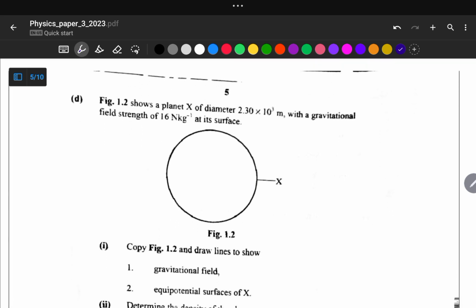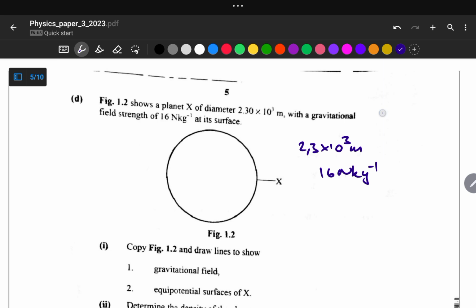So the part D says Fig 1.2 shows a planet X of diameter 2.3 times 10 to the power 3 meters with a gravitational field strength of 16 Newton per kg at its surface. So this is our planet, and the diameter of the planet is 2.3 times 10 to the power 3 meters, and then the gravitational field strength is 16 Newton per kg. So we can measure the gravitational field strength in Newton per kg or just meters per second square.